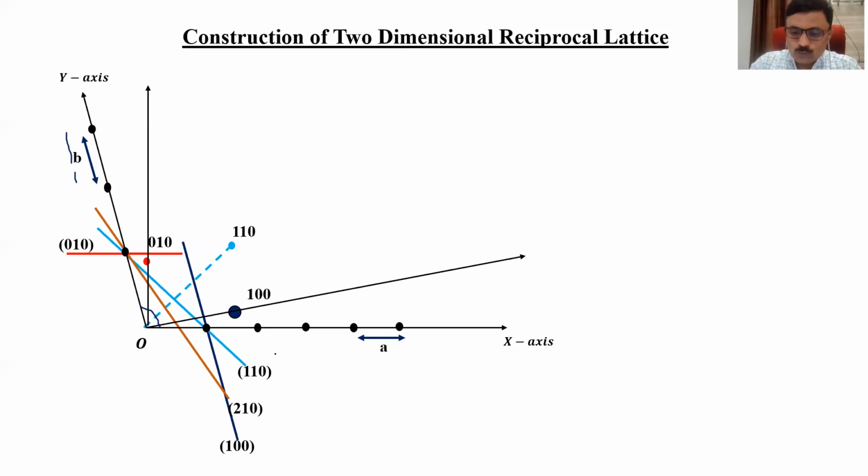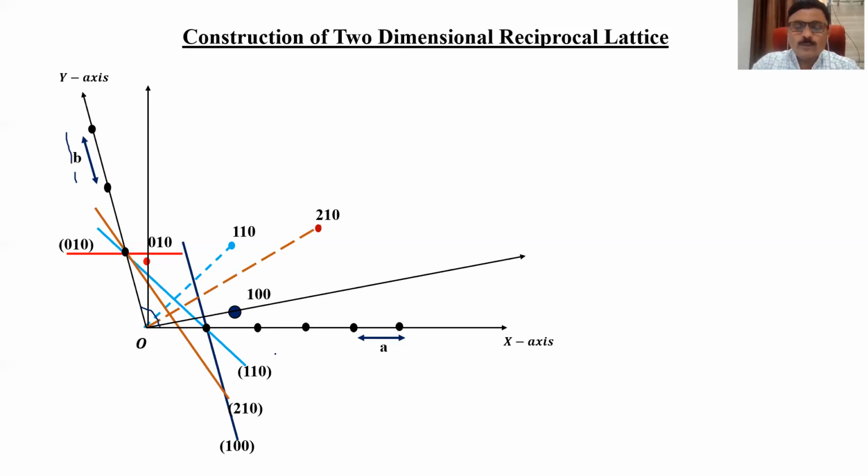Now, as usual, we have to draw the normal to this plane. So the normal to this plane will be like this. This is the normal, and I have to take the length of the normal equal to the reciprocal of the interplanar spacing corresponding to the 2, 1, 0 plane. And I have to keep the reciprocal lattice point at that distance, which will be somewhat like this. So I have shown 2, 1, 0 without parenthesis, which means it is a reciprocal lattice point.